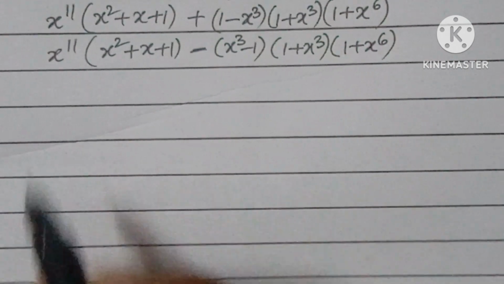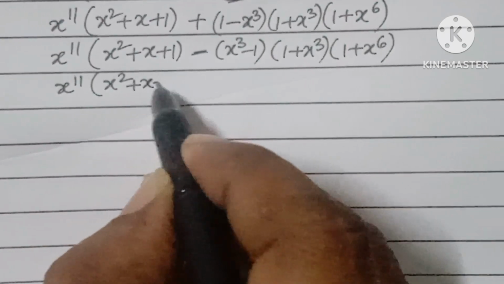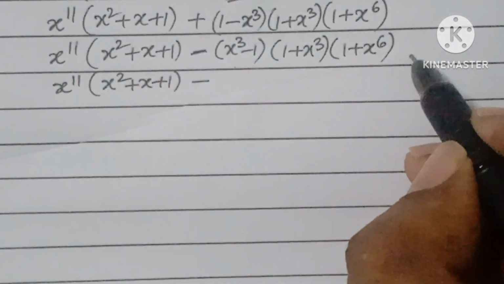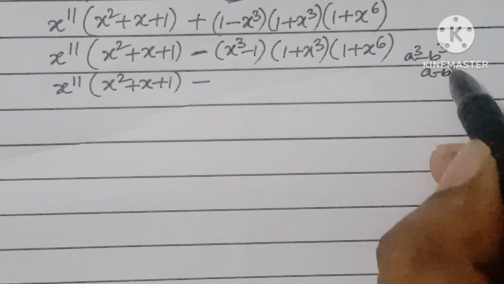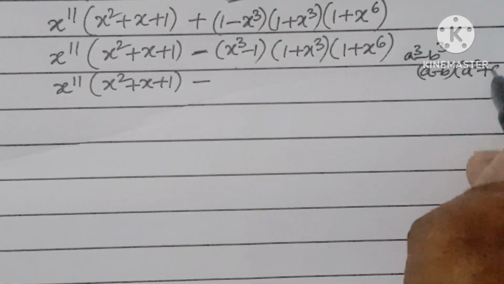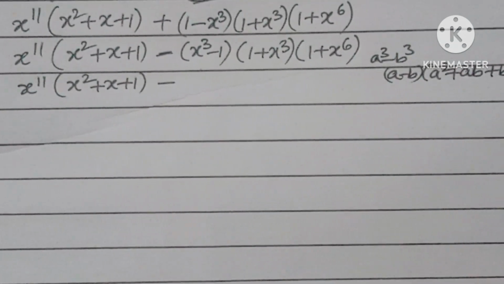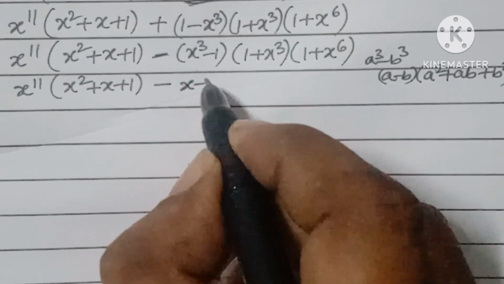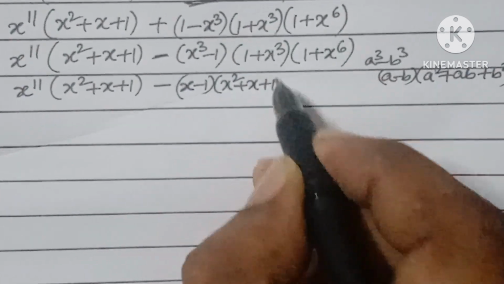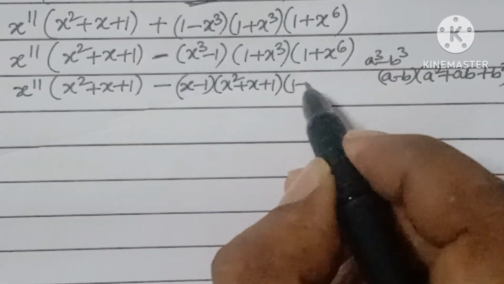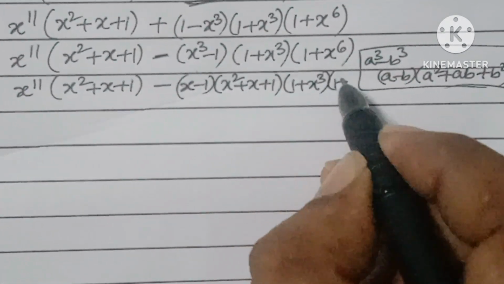Now here you can apply the formula a cube minus b cube is equal to a minus b into a square plus ab plus b square. So here what will we get? X minus 1 into x square plus x plus 1, into 1 plus x cube, into 1 plus x power 6.